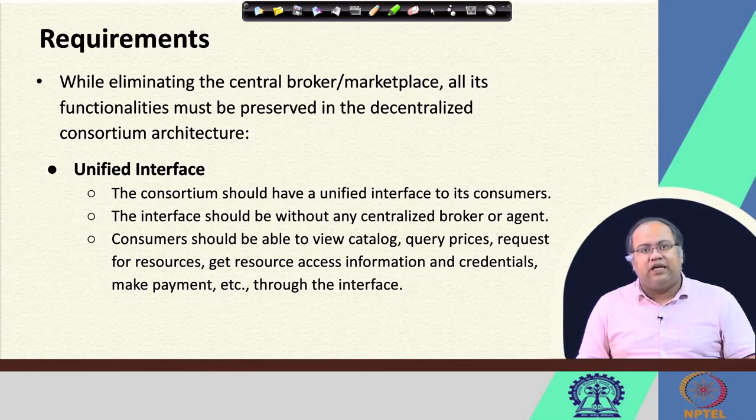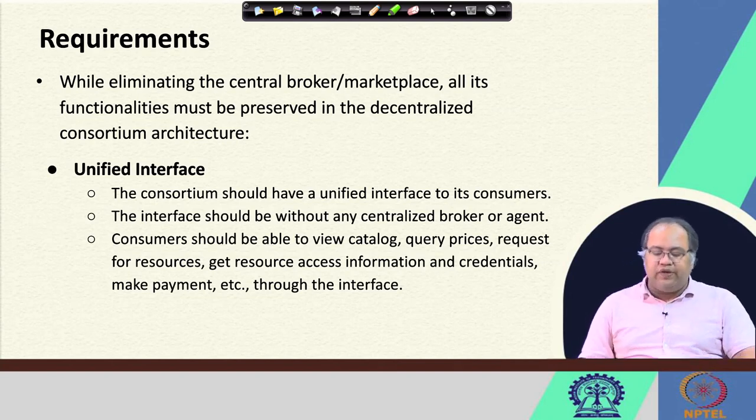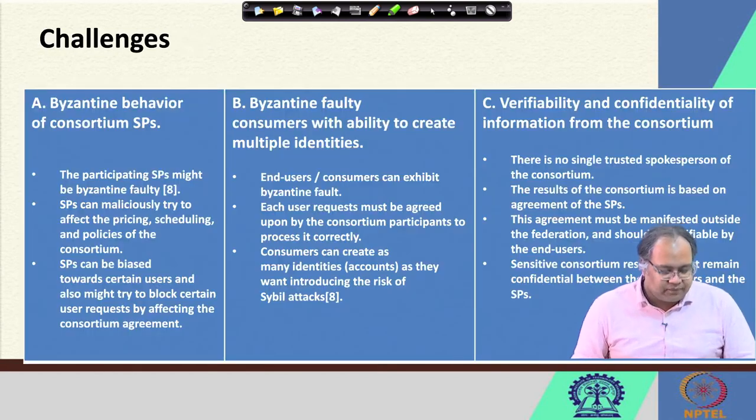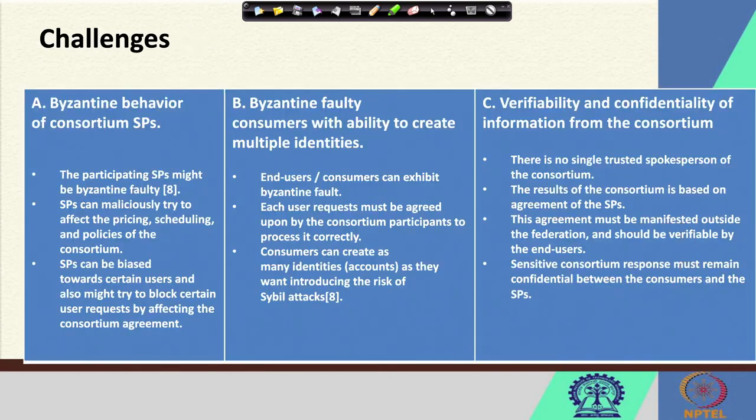So coming back to our discussion, what is the requirement from our side is, first of all, we need a unified interface. So the consortium should have a unified interface to its customer, and the interface should be without any centralized broker or agent. And the consumer should be able to view the catalog, query price, request for resources, get resource access information and credentials, make the payment, etc., through that interface. So all these services should be available with that interface.